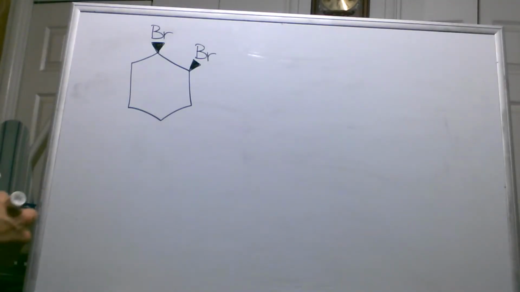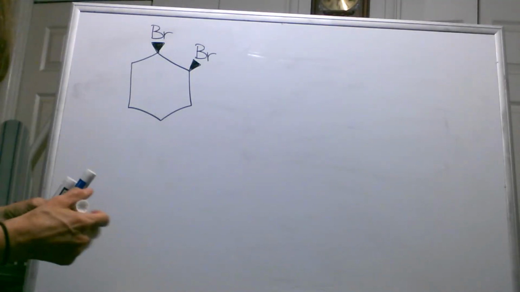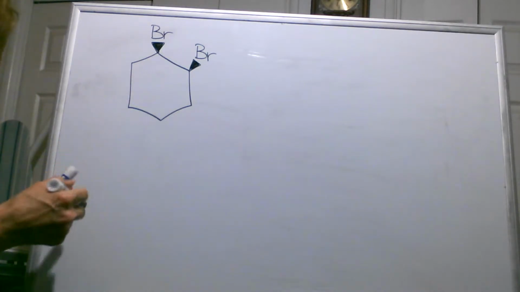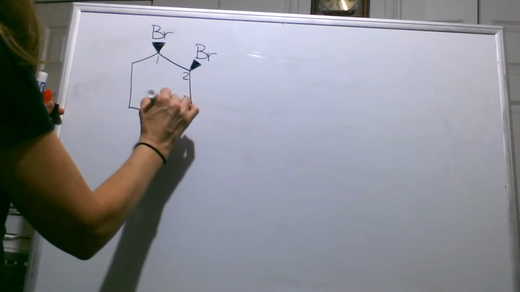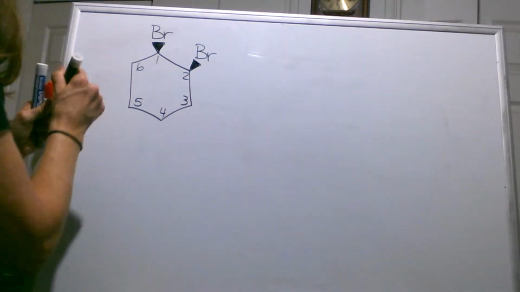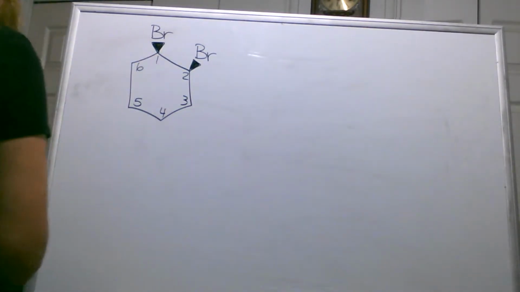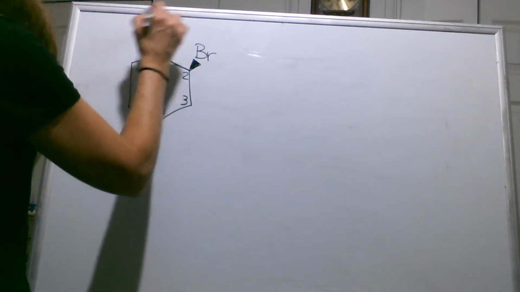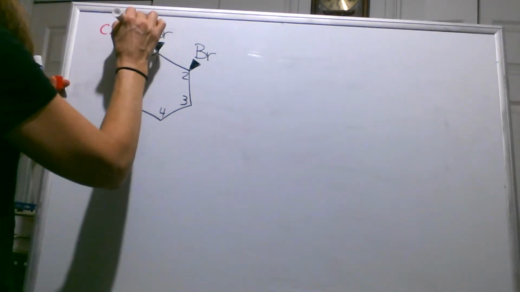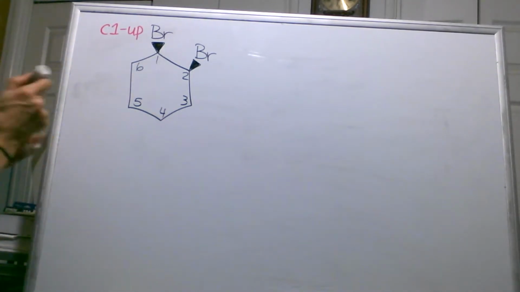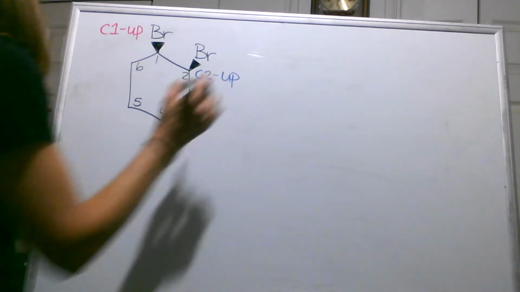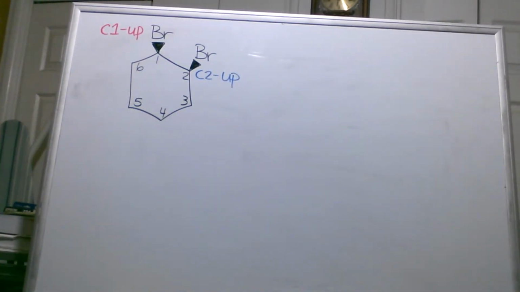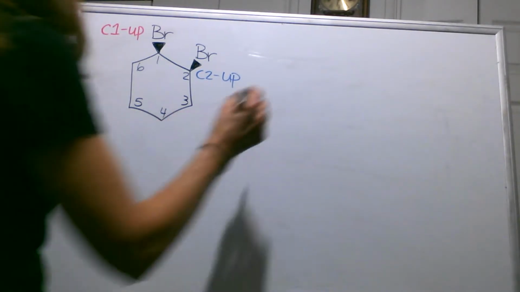So for this example, we have 2 of the same substituent. So one of these will be carbon 1, one of them will be carbon 2. It doesn't really matter. And the other thing we notice is that they're both pointing in the up direction. So on C1, we have the bromine that is pointing up, and on C2, we have the bromine that is pointing up. Okay, so we just want to keep track of that, and then we'll draw the first chair.